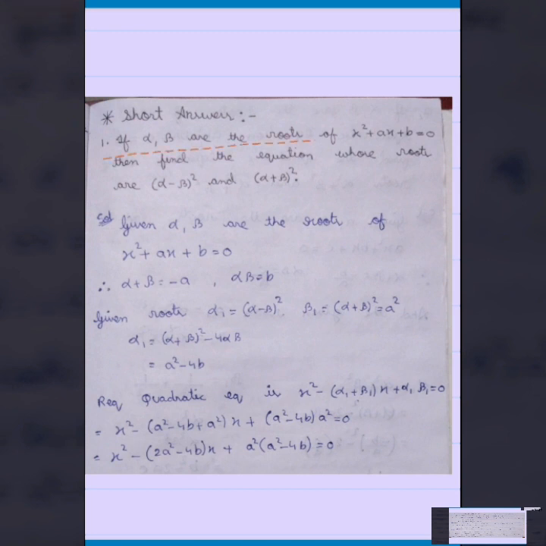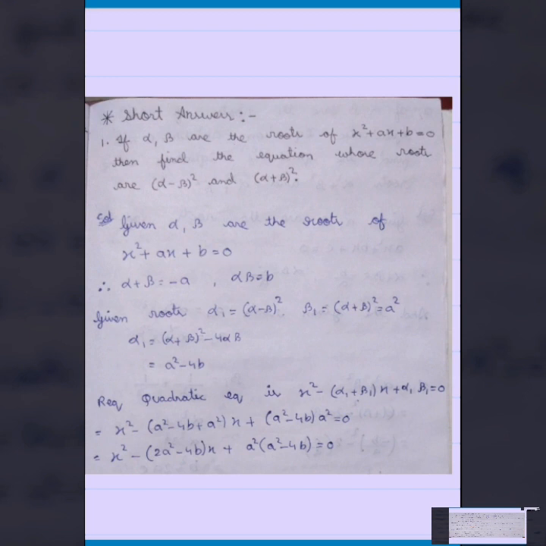If alpha, beta are the roots of x square plus ax plus b equal to 0, then find the equation whose roots are (alpha minus beta) whole square and (alpha plus beta) whole square. So see the solution. Given alpha, beta are the roots of x square plus ax plus b equal to 0. So compare this equation with ax square plus bx plus c equal to 0. Then we get a is equal to 1, b equal to a and c equal to b.